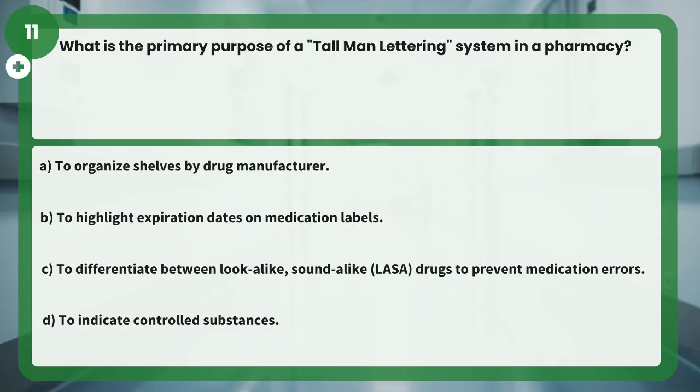Question 11. What is the primary purpose of a tall man lettering system in a pharmacy? A. To organize shelves by drug manufacturer. B. To highlight expiration dates on medication labels. C. To differentiate between look-alike, sound-alike drugs to prevent medication errors. D. To indicate controlled substances.